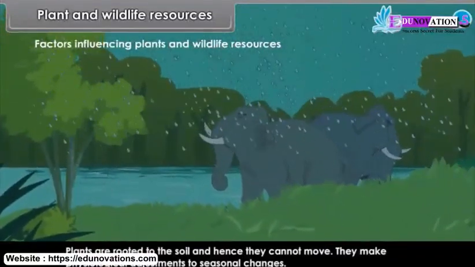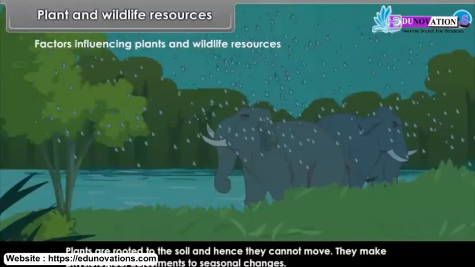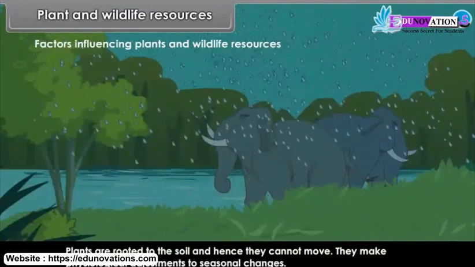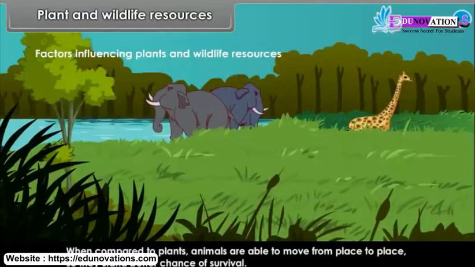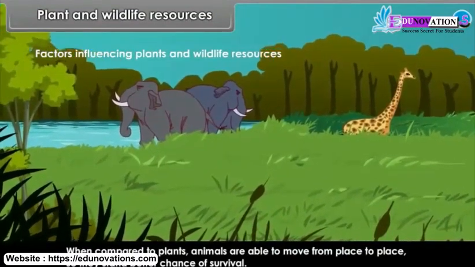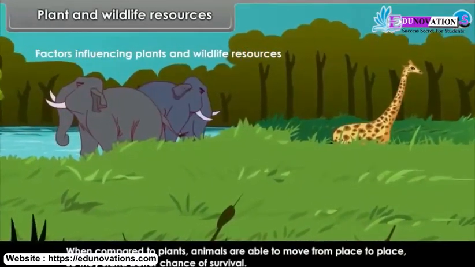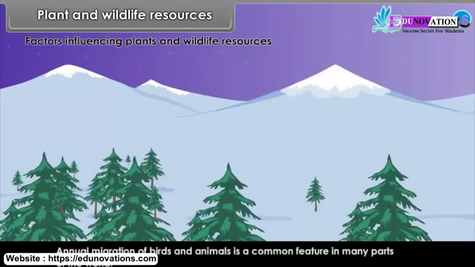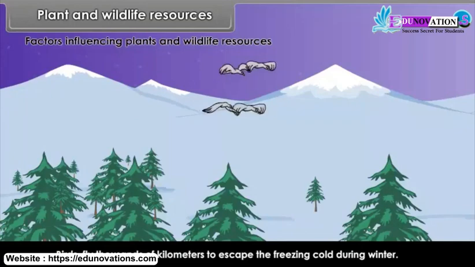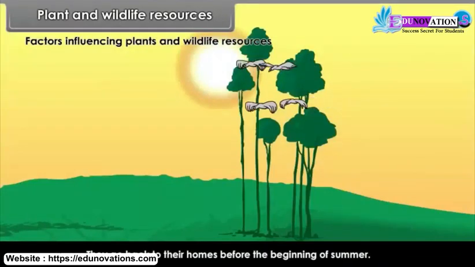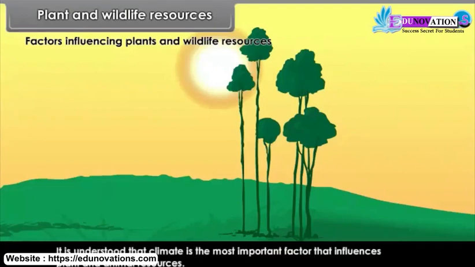Plants are rooted to the soil and hence they cannot move. They make physiological adjustments to seasonal changes. When compared to plants, animals are able to move from place to place, so they stand better chance of survival. Annual migration of birds and animals is a common feature in many parts of the world. Birds fly thousands of kilometers to escape the freezing cold during winter. They go back to their homes before the beginning of summer. It is understood that climate is the most important factor that influences plant and animal resources.